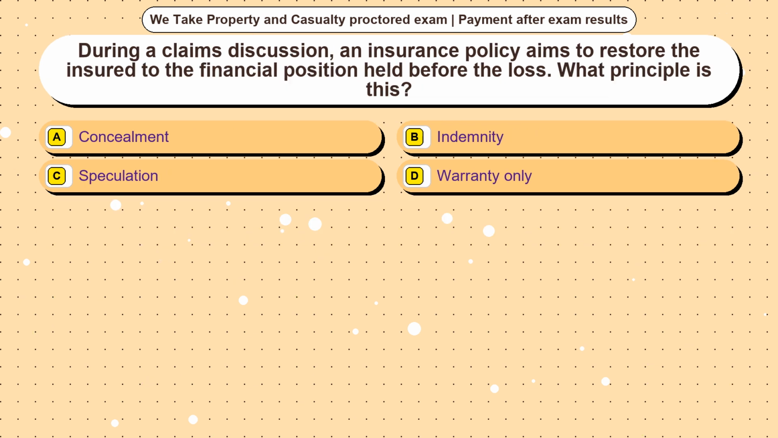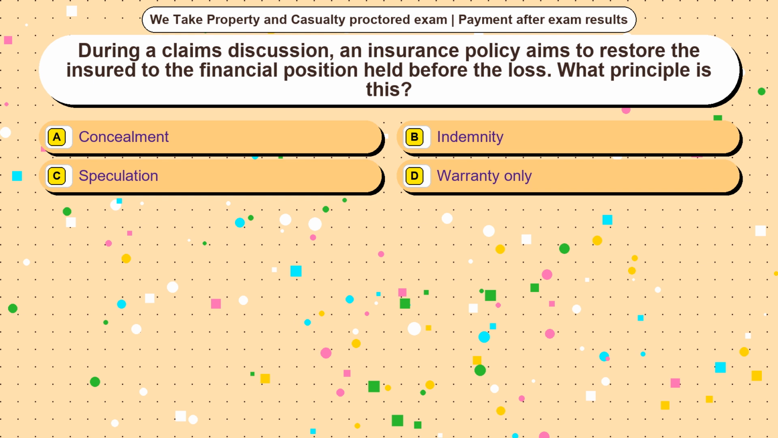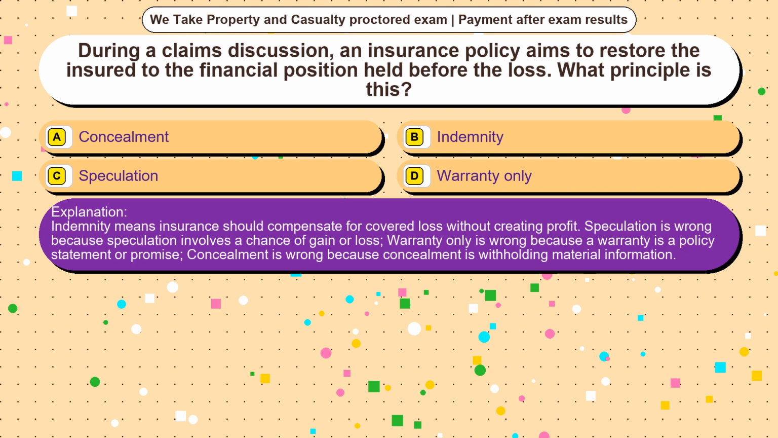Question 11. During a claims discussion, an insurance policy aims to restore the insured to the financial position held before the loss. What principle is this? Option A, concealment. Option B, indemnity. Option C, speculation. Option D, warranty only. The correct answer is option B. Indemnity means insurance should compensate for covered loss without creating profit.